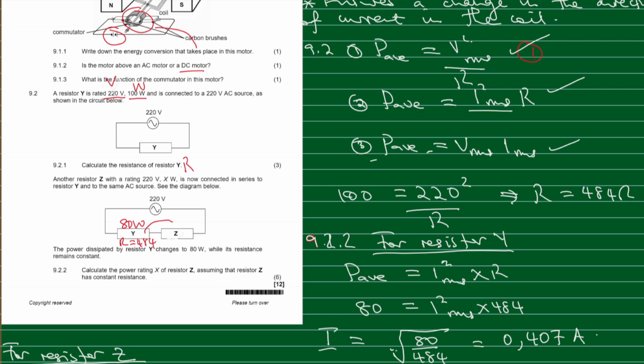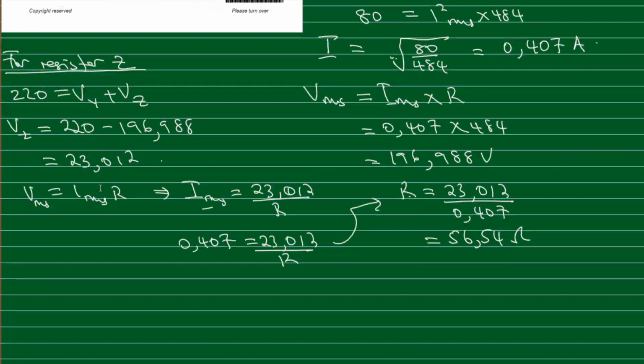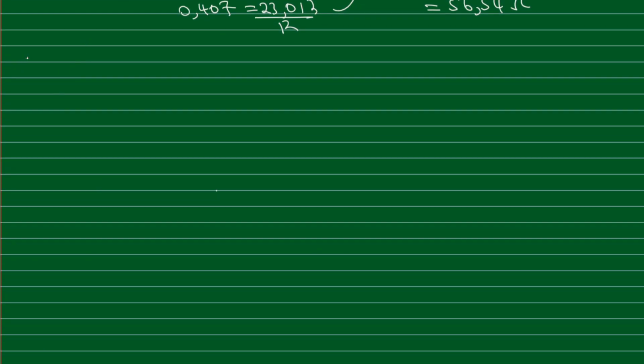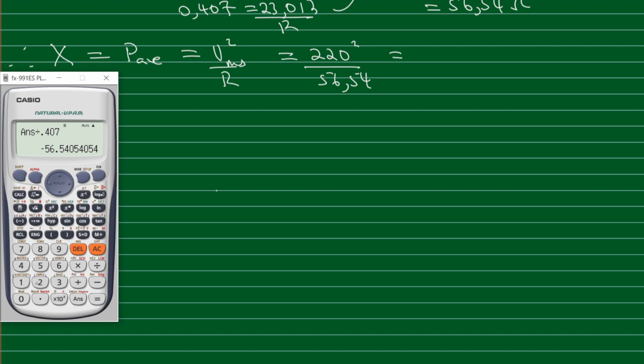We know V is 220, it's given. We just have to divide by R. Therefore, the rating at X, which is the P average, will give us V squared, that is VRMS squared, over R. The VRMS is 220 squared over 56.54.